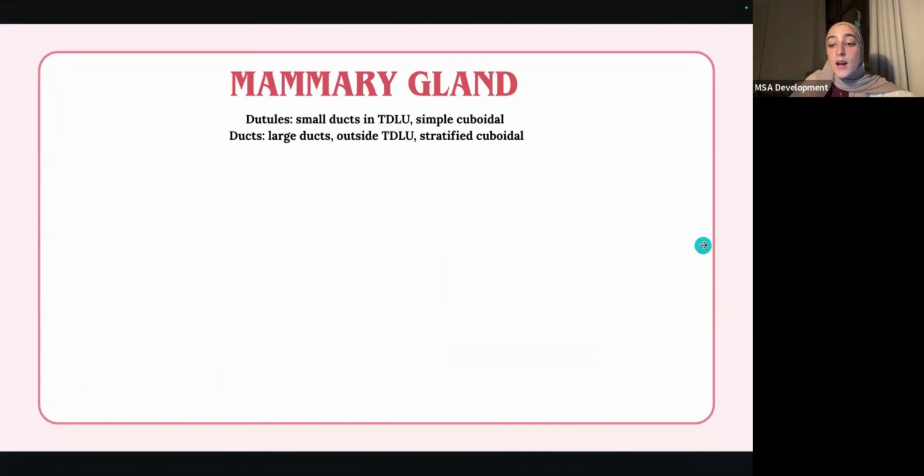Okay, moving on. This is a very important thing to know, the terminology. Ductules are small ducts in the TDLUs, inside the TDLUs. And what lines them? Simple cuboidal. I'll show you pictures. For the ducts, they're larger ducts and they're outside the TDLUs, okay? And they're stratified cuboidal. So look at these pictures.